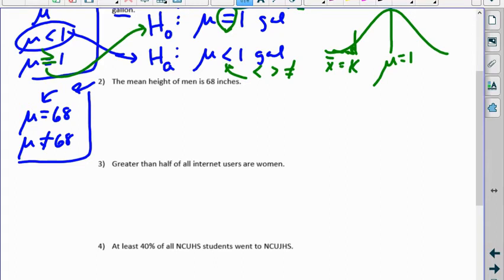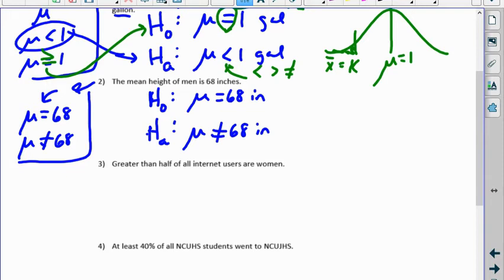Okay, so there's that. So now, H sub O colon, H sub A colon. Which of these is going to go down here? Which one is going to go up here? Yep. That's right.